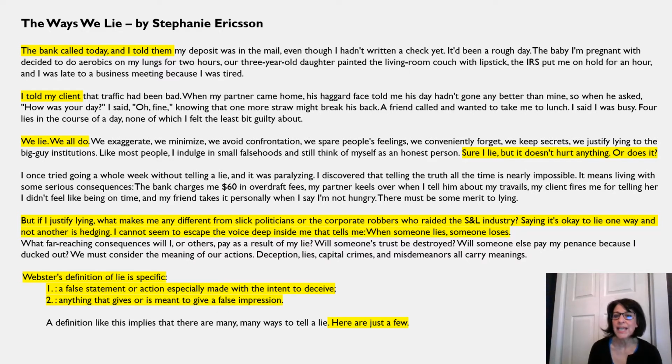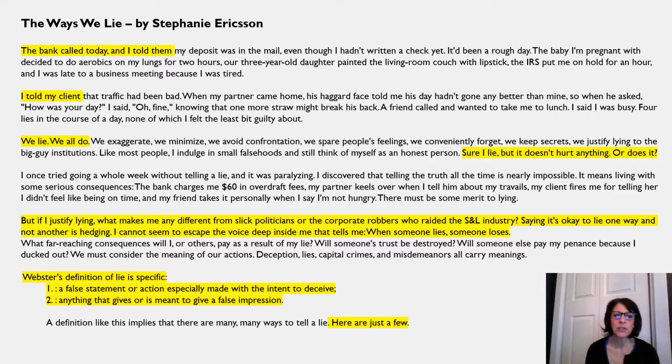Her thesis has to answer that question. And she does that just 2 paragraphs later. She says, "I cannot seem to escape the voice deep inside me that tells me when someone lies, someone loses." And so that becomes her thesis, that there is no sort of harmless lie.